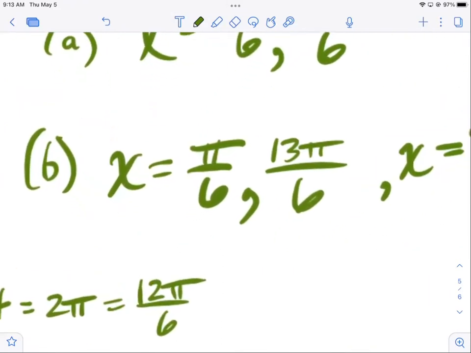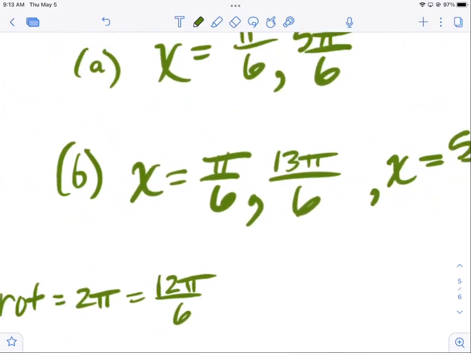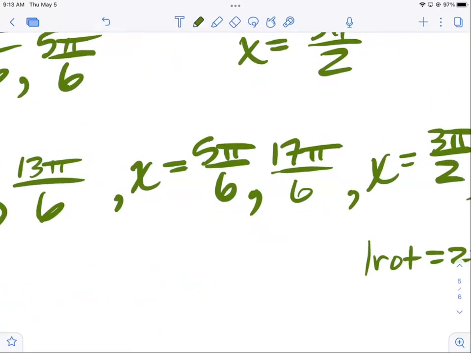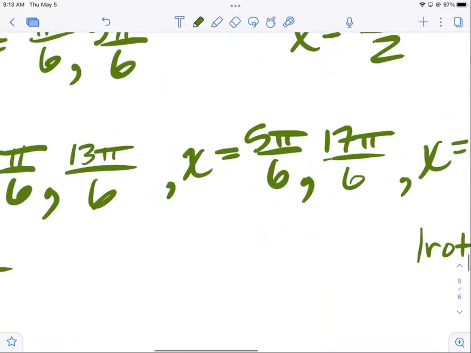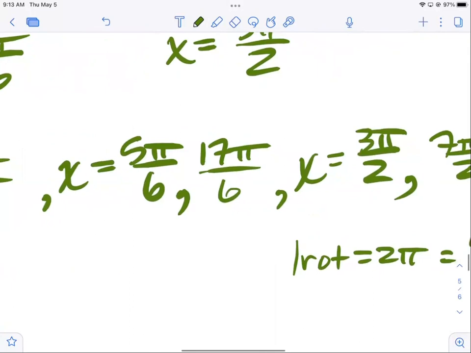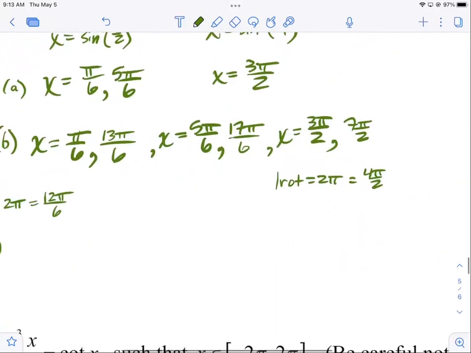Pi 6 is going to have infinitely many coterminal angles to it. 5 pi 6 is going to have infinitely many coterminal angles to it. And so is 3 pi halves. Infinity plus infinity plus infinity is how many? Infinity. Can we list them all? No. Not in the 15 days we have left until graduation, right? Nor the 15 years left until your 15 or 16-year reunion, right? So there's got to be a better way. We're not going to list them all. We're going to go ahead and say something to that effect.